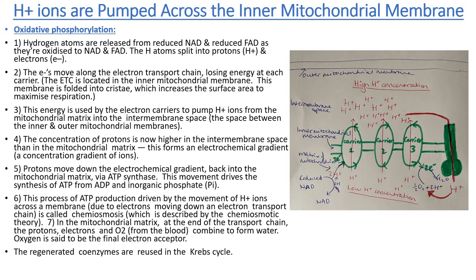And then at the end of the electron transport chain, oxygen, which is just from the blood, is known as the final electron acceptor. So oxygen binds with hydrogen ions and electrons to form water. So the equation for that would be 1/2 O2 + 2H+ + 2e- goes to H2O. So that is why oxygen is known as the final electron acceptor.